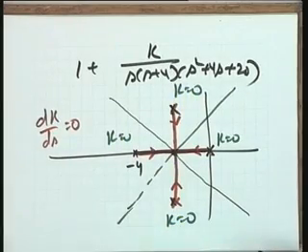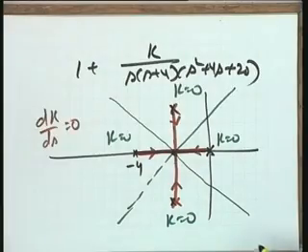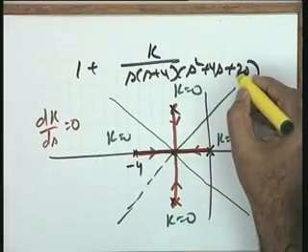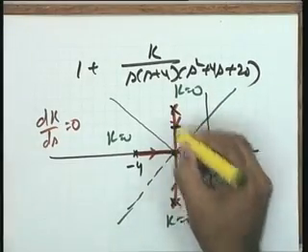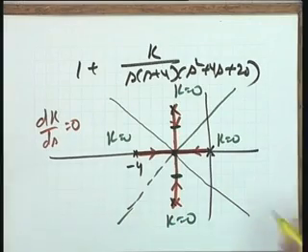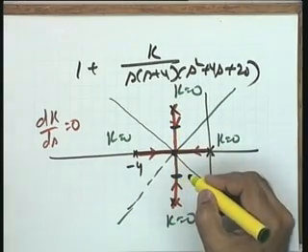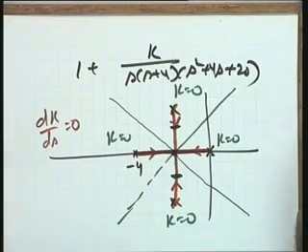In fact, that is why I wanted to give you this example. If you find the breakaway points, you will find 3 points. One, this, and the 2 other points you are going to get here, which are the complex conjugate points. Since these points satisfy the angle criterion, they are valid breakaway points.